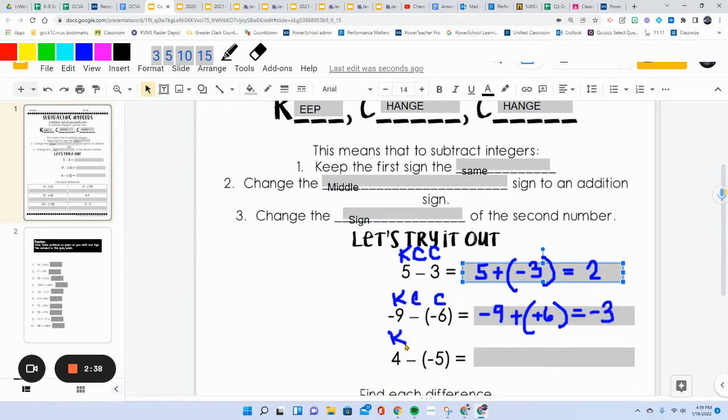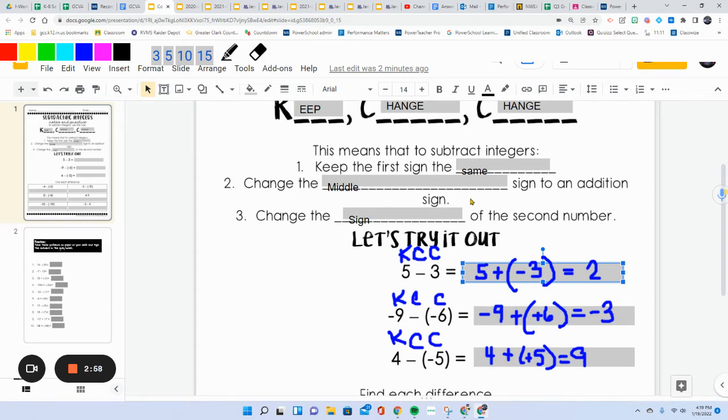Okay, we're trying keep, change, change again. So I'm going to do 4, keep, change to a positive, change to a positive, and it ends up being 4 plus 5, which is 9.